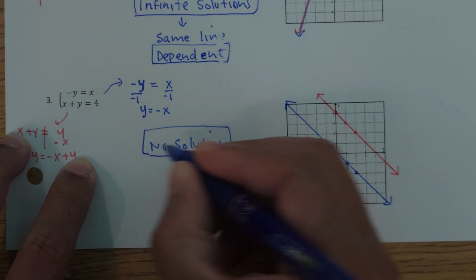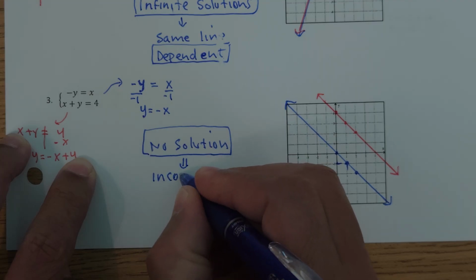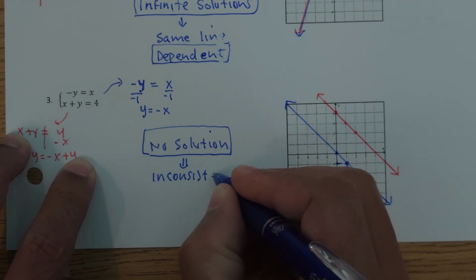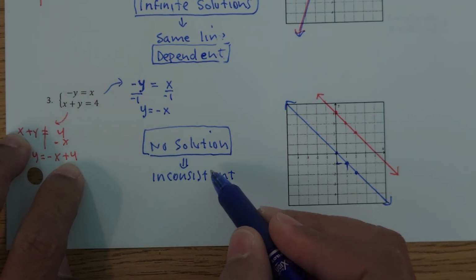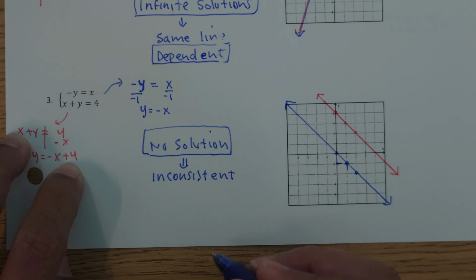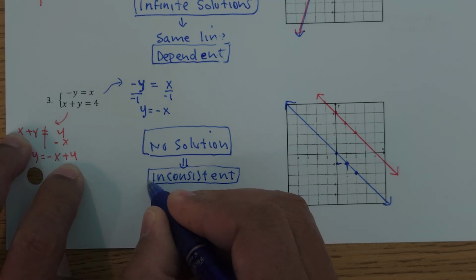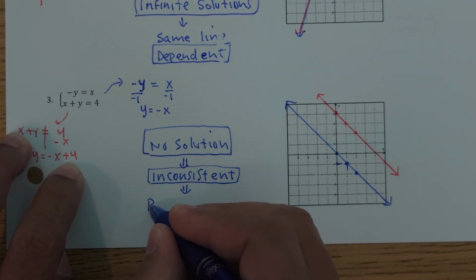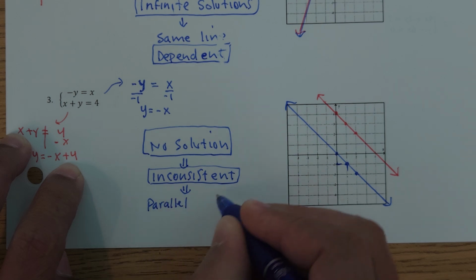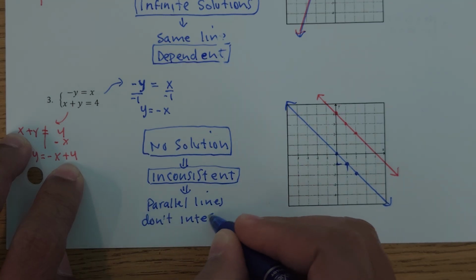Consistency means there are solutions, at least one. This one is inconsistent because there are no intersections. So if the question is asking you, is this an inconsistent or consistent system, then you would say inconsistent because there are no intersections. Okay. And I'll just add something else here. So no solutions, the system is inconsistent, which implies that parallel lines don't intersect, which means they don't cross each other.